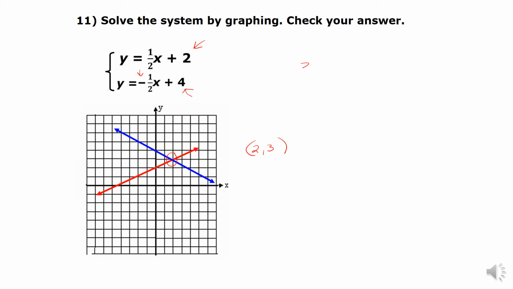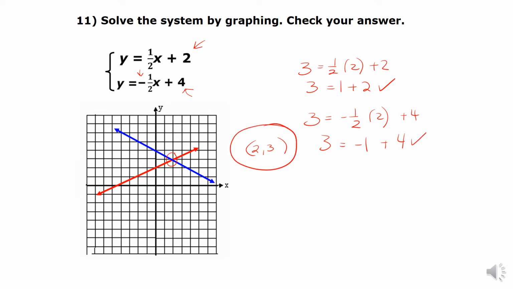So I get 3 equals 1/2 times 2 plus 2. 3 equals 1 plus 2. Got it? Check the second one. 3 equals negative 1/2 times 2 plus 4. 3 equals negative 1 plus 4, and it works. So this is my solution. Okay?